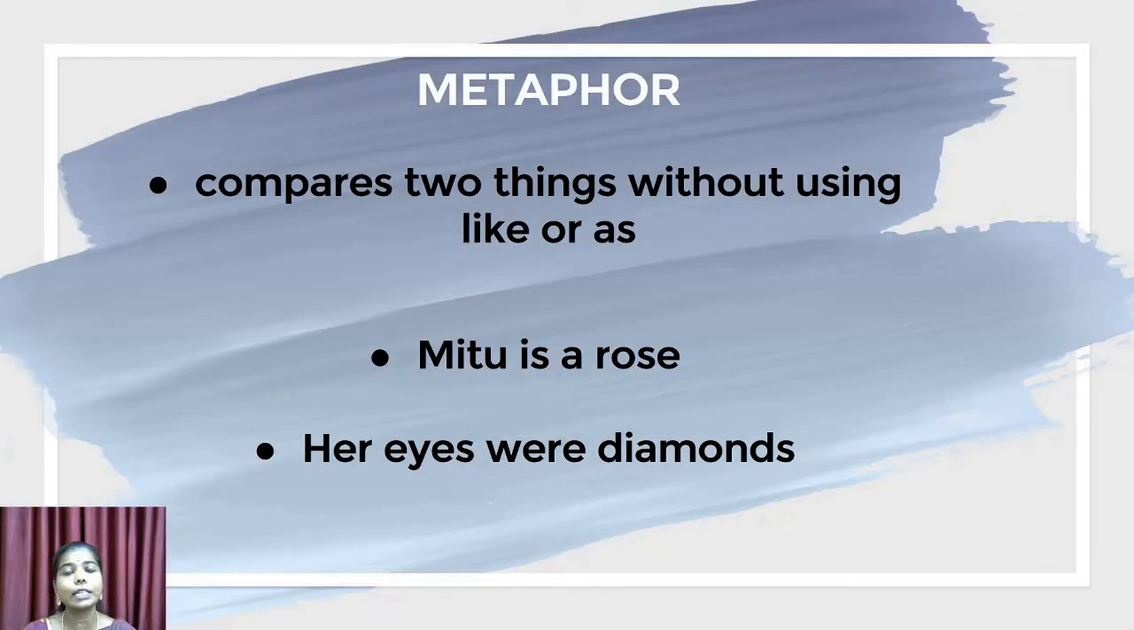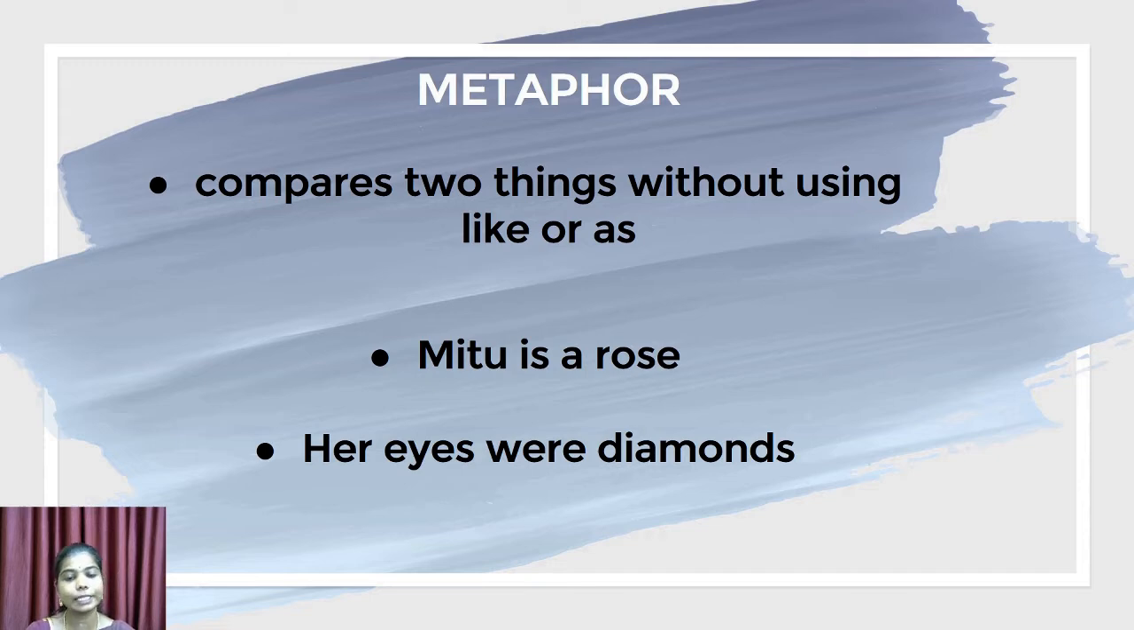So the next literary device, metaphor, is more or less the same as a simile. But here in metaphor, we compare two dissimilar things without the usage of like or as. For example, Mittu is a rose. So Mittu is the name of a girl. She is compared to a rose. Her beauty is compared to that of a rose. So here the comparison is apparent, but there is no usage of like or as.